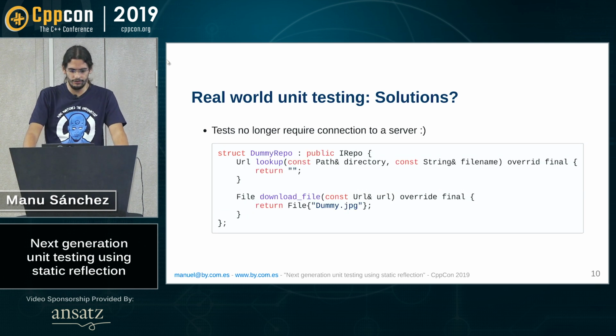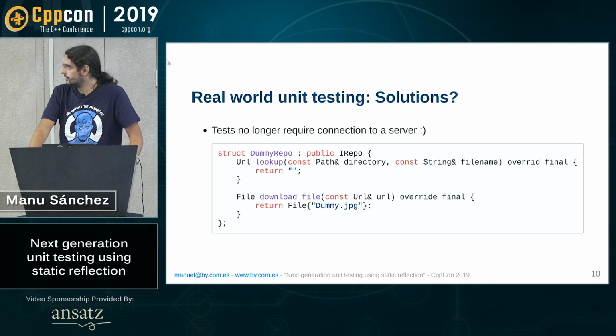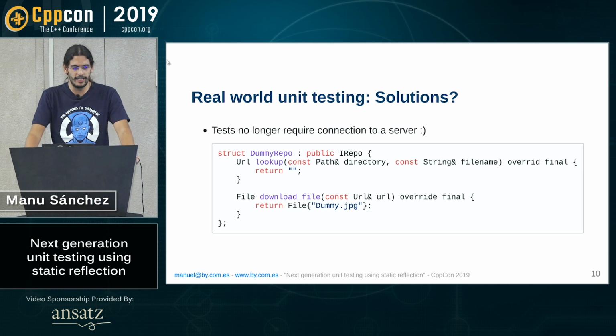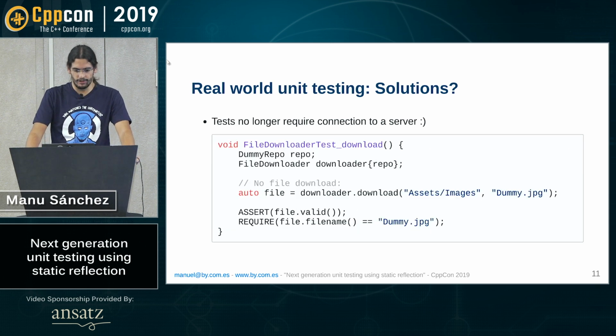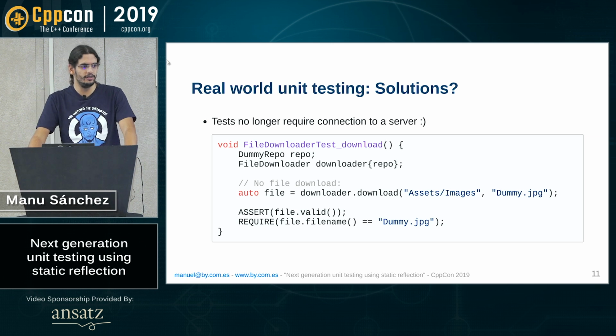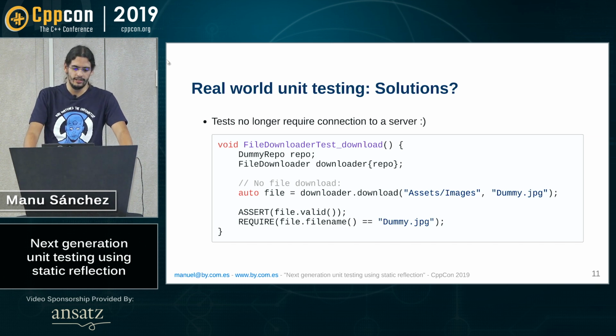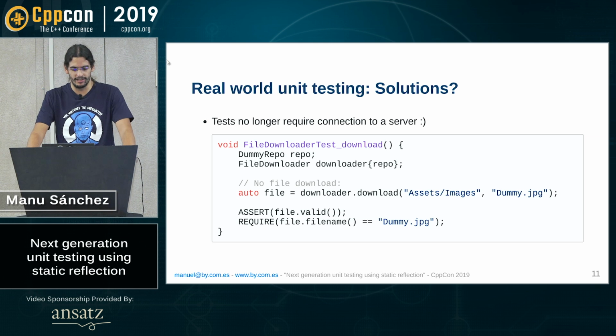Something like this. You can inherit from the interface of the file repository and write a fake file repository that does nothing. And run the test like this. You are no longer downloading everything, you're running everything completely fake, but the test works and it's a unit test.